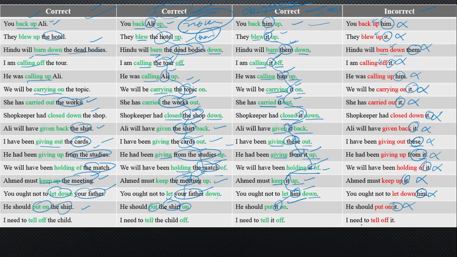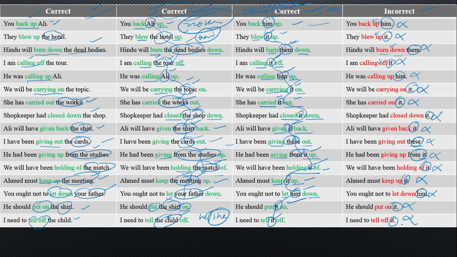Next, we have "I need to tell off the child," meaning scold the child. You can bring "child" in between: "I need to tell the child off." It is also correct. But instead of "child," we use "it." See, child is of unknown gender. You cannot recognize whether it is a he child or a she child, so for that we use the unknown-gender "it." "I need to tell it off," means I need to scold it. It is a pronoun, it must be separated. And if you don't, "I need to tell off it," then it will be considered wrong. The sentence will be called wrong.